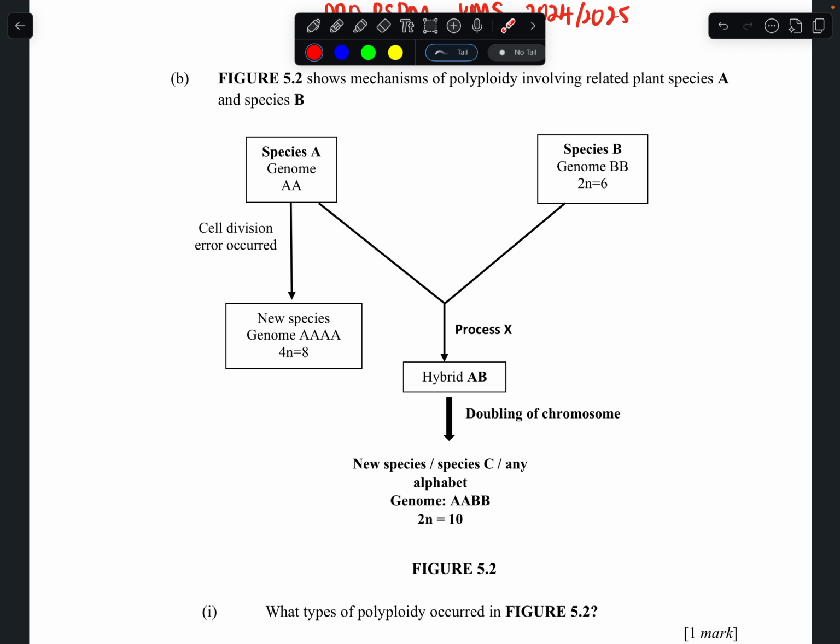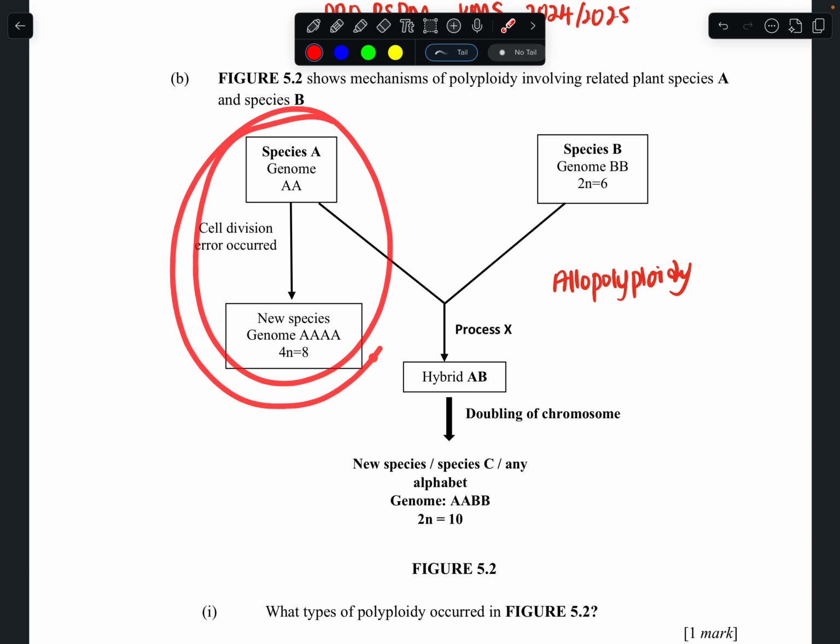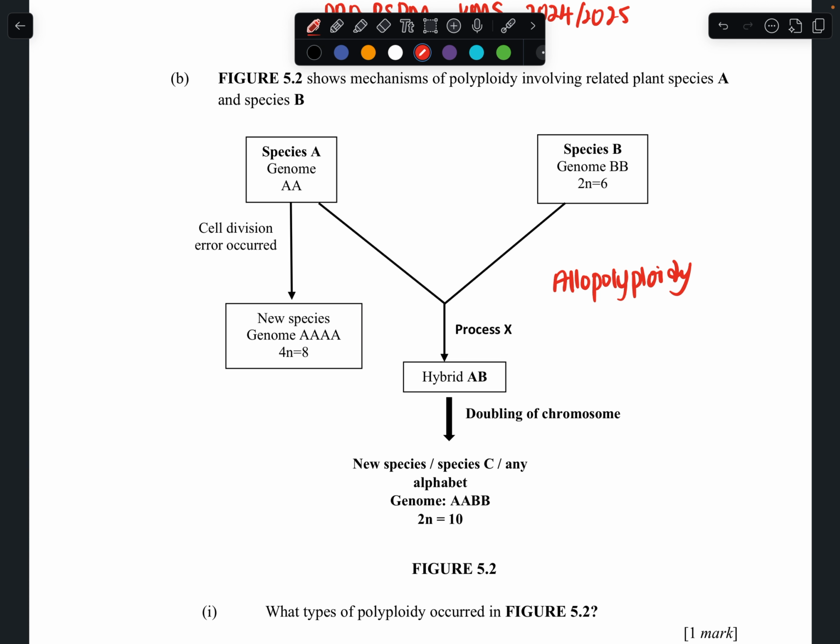Okay. So, how do we know which one is allo? Which one is auto? Yang kamu nampak je hybrid AB ni. Hybrid AB, species AB berbeza. So, ini adalah allopolyploidy. But look at this part. Adakah ini allopolyploidy atau auto? Nampak spesies A, masih lagi semua A. Sama. So, this part adalah autopolyploidy. Okay.